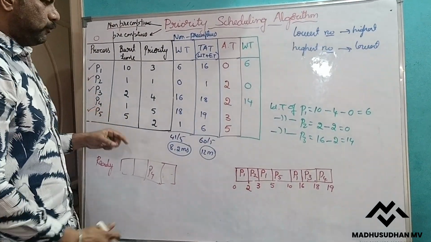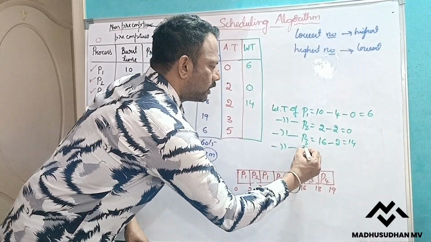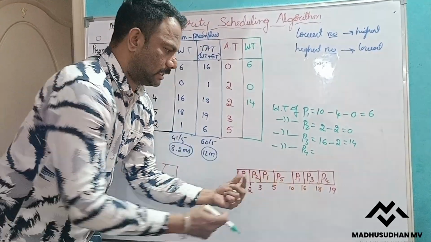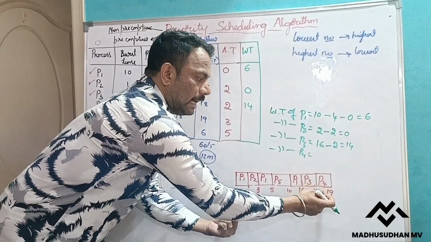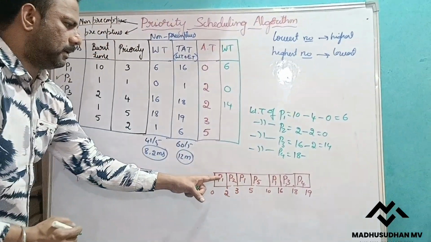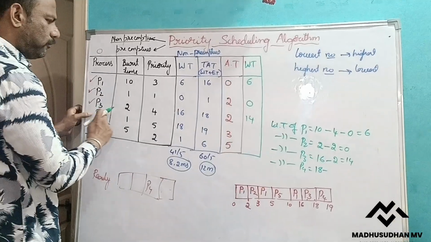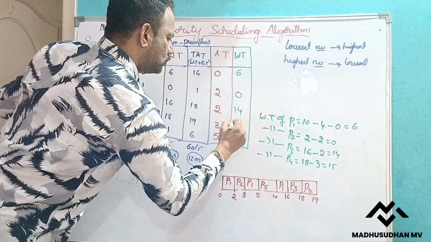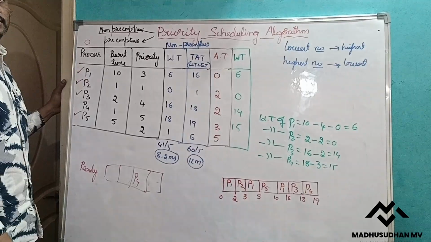Okay. Next P4. Waiting time of P4 is what? P4 starts after 18 milliseconds. That means it waited 18 milliseconds, and from the 18th onwards it started executing. It never executed before that, and P4 arrived at 3 milliseconds. So 18 minus 3, 15. So 15 is the waiting time of this one.